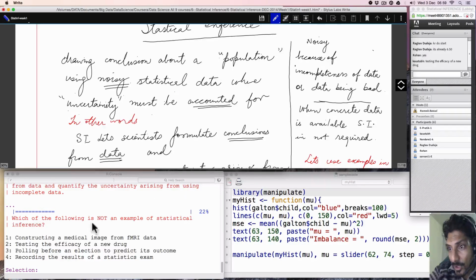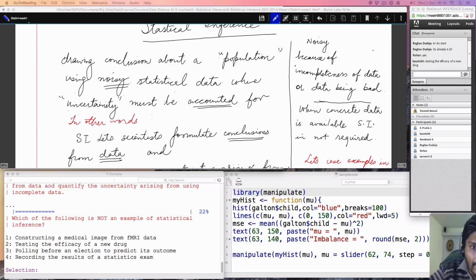Now let us look at out of these four options, which one will have complete data with us, right? Which one will have the complete data? Let us look at the medical image, right? So when you're creating the medical image, all right, from the MRI data, will that MRI data be totally detailed? So you're trying to create an image of an inner organ, let's say, right? Lavita says recording the results of a statistics exam will have complete results. So Rohan says exams will have complete data.